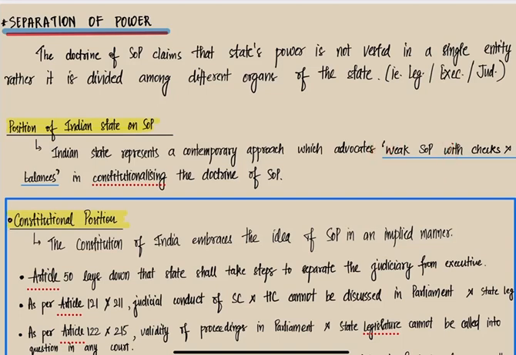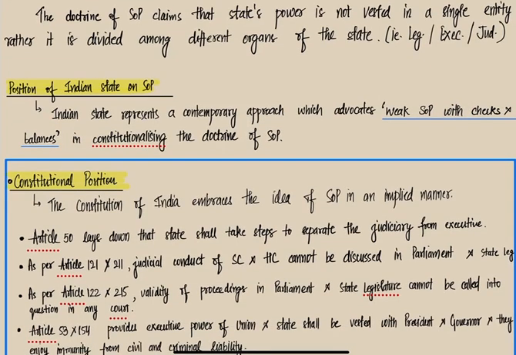Now, as I explained what is meant by weak separation of power, you will better understand when I say that Indian state represent a contemporary approach which advocates weaker separation of power with checks and balances in constitutionalizing the doctrine of separation of power. Now, what is meant by checks and balances, we will see in a while.